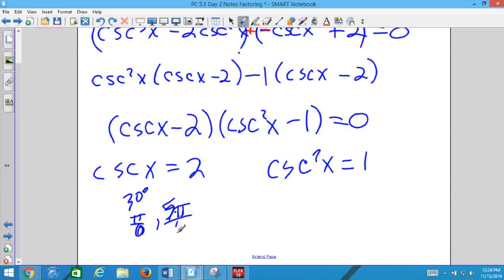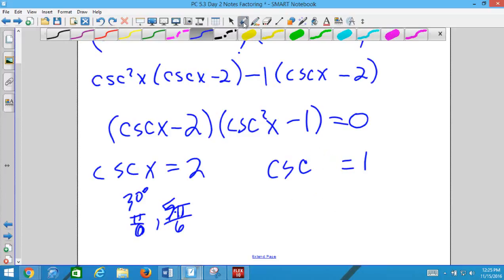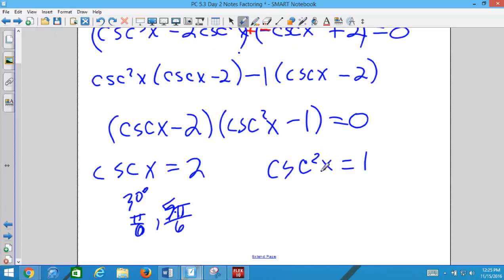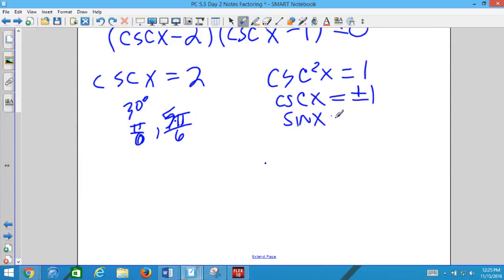I'm doing a terrible job of writing. That says 5 pi over 6 and 5 pi over 6. And then this one ends up being, there we go. That one ends up being, where's sine 1 or negative 1? Pi over 2 or 3 pi over 2. And then those would all be our answers, just put in the correct order.